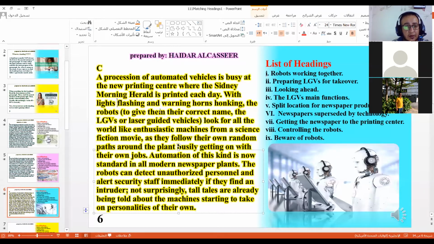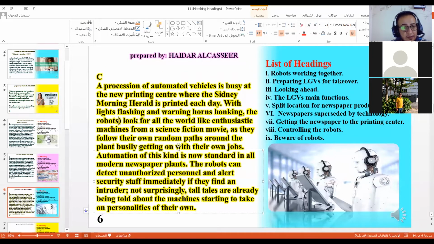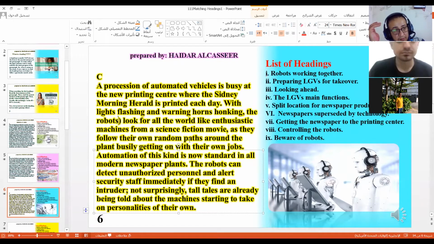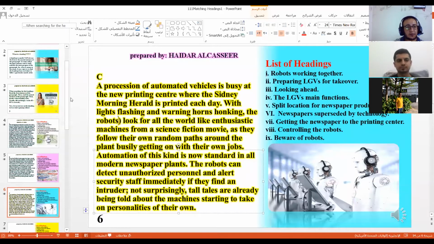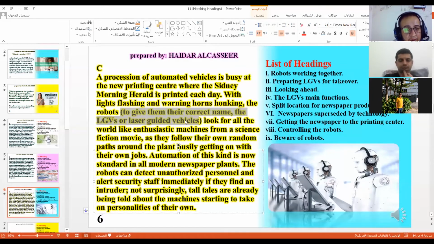Just delete it. I will delete it and go back to it. Okay, here it is. I'm deleting it. Let's read it. With lights flashing and warning horns honking, the robots look for all the world like enthusiastic machines. It doesn't affect. Does it affect? Have a look at it for a minute. Read it without the sentence which I have just deleted. Okay, the sentence which I have just deleted doesn't affect the highlighted one. So it means we don't need it.